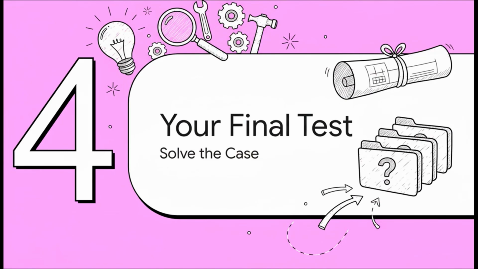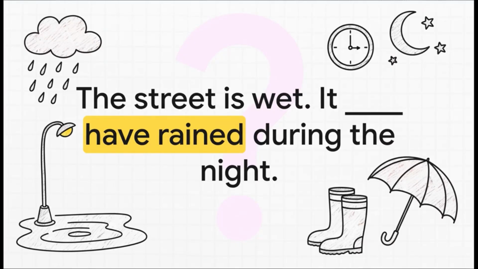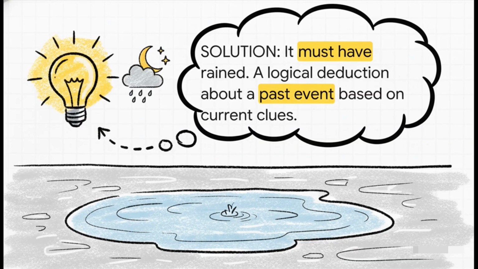All right, you've got the tools, you've seen the blueprints. Now it's time for the final exam. Let's put your new skills to the test and see if you can solve a few cases. Okay, case number 1. You wake up, look out the window, and the street is soaking wet. What's your deduction about what happened last night? And the solution is, it must have rained. Of course. The wet street is your clue, and you're making a confident deduction about the past.